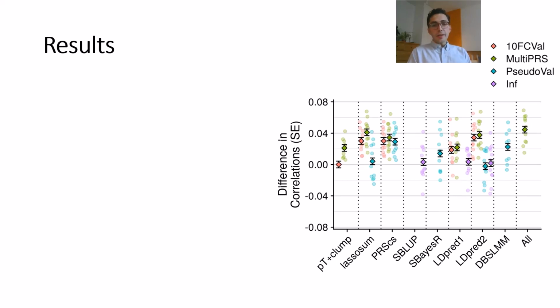This figure shows the average performance of each method compared to the best PT plus clump polygenic score as identified using tenfold cross-validation. The transparent points in the figure show the results for each target phenotype separately. I'm only showing the results based on the UK Biobank target sample when using the 1,000 genomes reference, as the results were highly concordant when using TEDS or the larger reference.